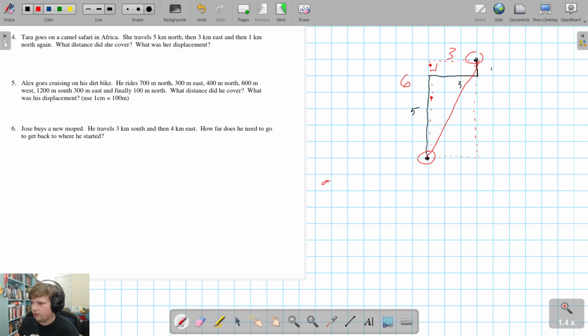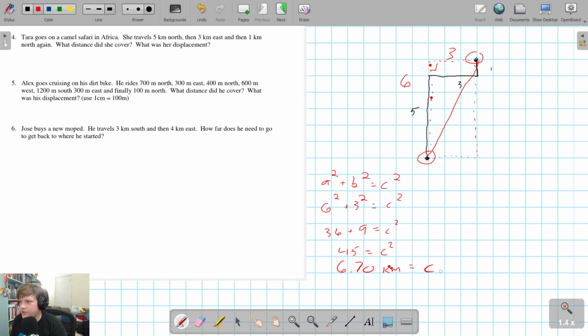So we're going to do a squared plus b squared equals c squared. So we have 6 squared plus 3 squared is equal to c squared. This is 36. This is 9. 36 plus 9 gives you 45. We know the square of 7 is 49, so this is going to be slightly lower than 7. So we take the square root of both sides, and it's 6.7. So that checks out. 6.7, and it's kilometers. That's our displacement. There we go.